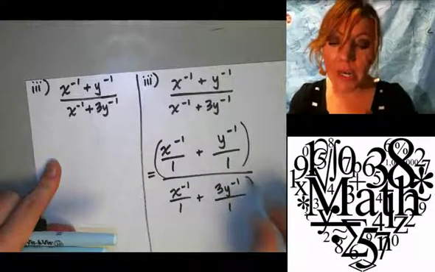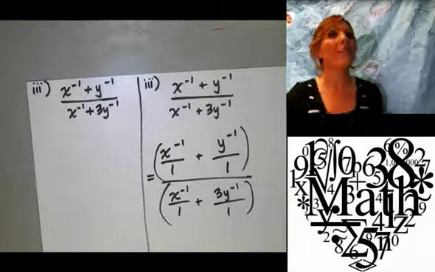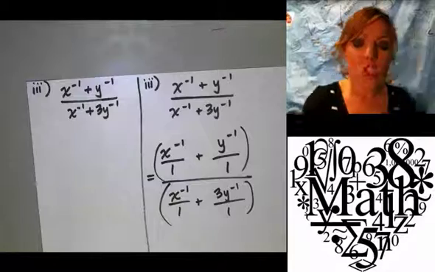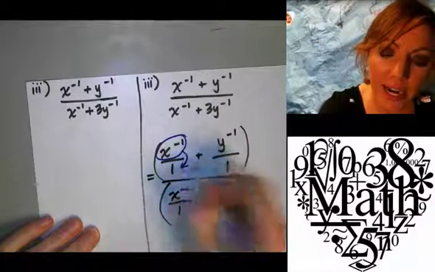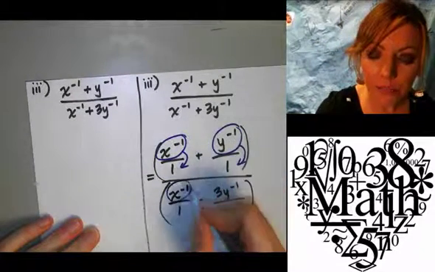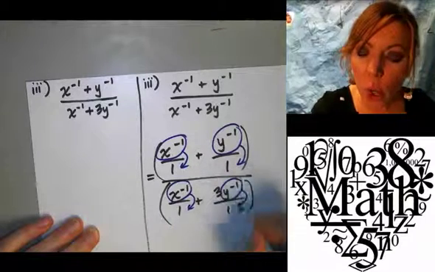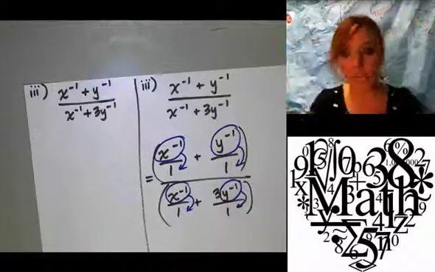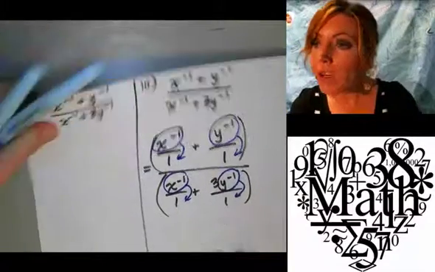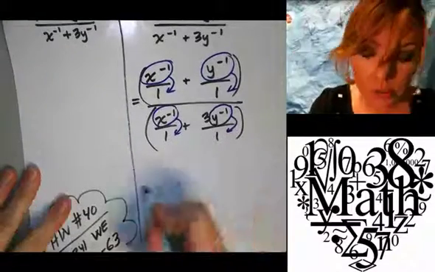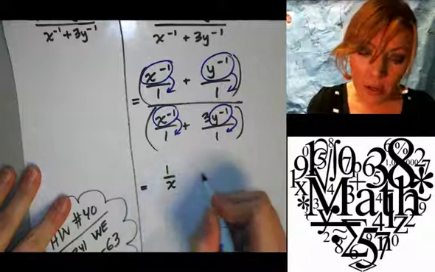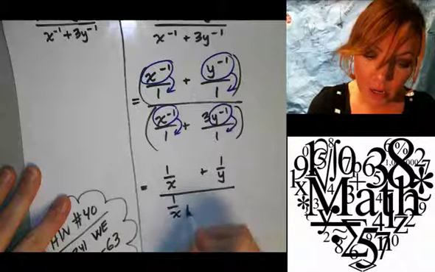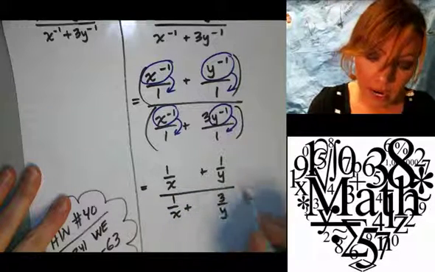Does anybody remember how we make negative exponents positive? Riley? Good. You switch them to the opposite side of the fraction line. Everybody give it up for Riley. Yeah. So you only take the components that have the negative exponents attached to them and you move those to the opposite side of the fraction line. So what this sort of morphs into is 1 over x plus 1 over y over 1 over x plus 3 over y. And now we're back to the same thing that we were doing before.